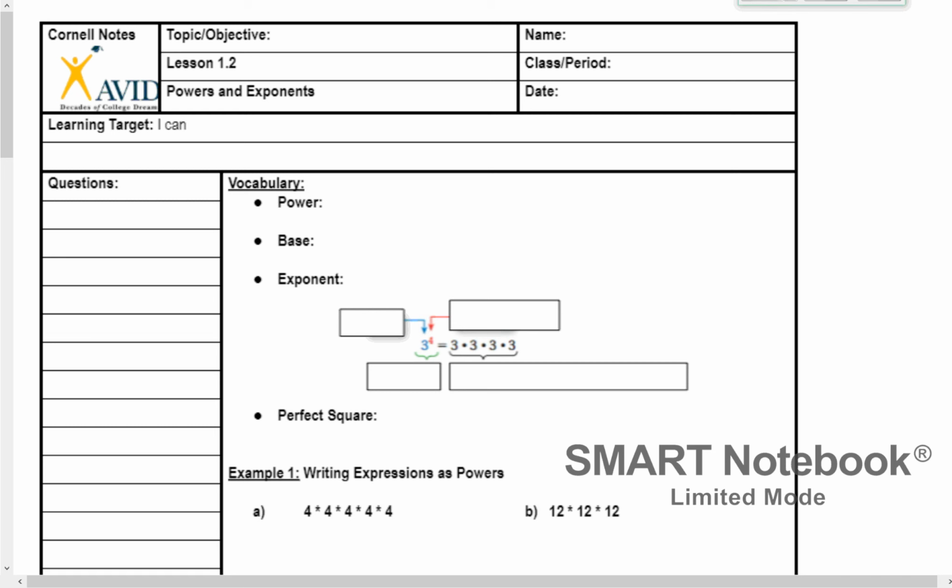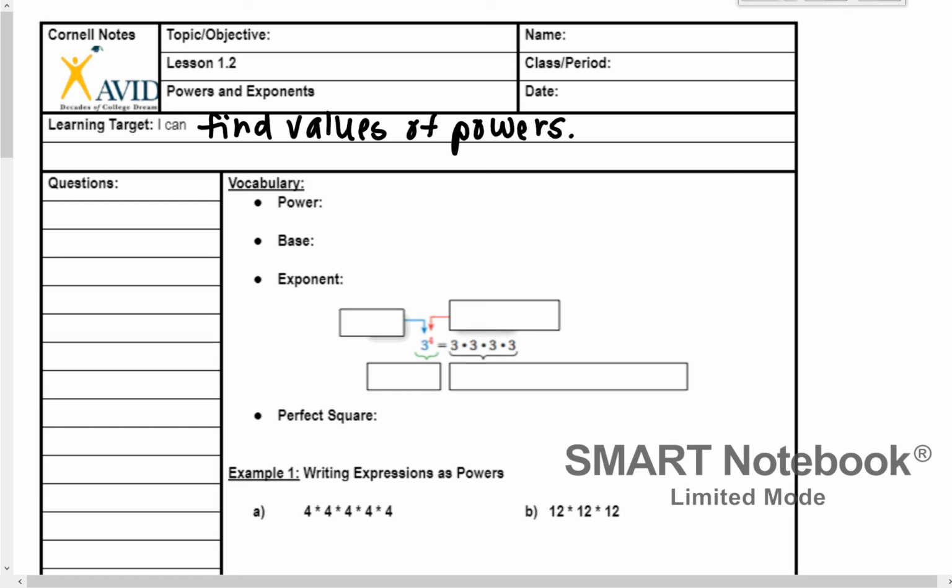All right, today we are going to jump into lesson 1.2, which has to deal with powers and exponents. We should have already filled out our name, period, and date, just like we always do as soon as we get our paper. And the next order of business is to fill in that learning target for today, which is I can find values of powers.